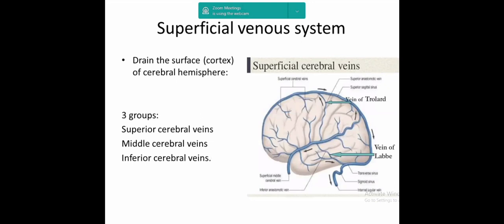So mainly the superficial venous system is formed by three groups, that is the superficial cerebral veins, middle cerebral veins, and then the posterior cerebral veins. Here we can also see the anastomotic veins, that is the vein of Trolard, the Sylvian veins, and the vein of Labbé, which interconnect the sinuses.